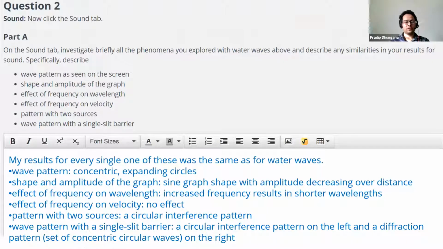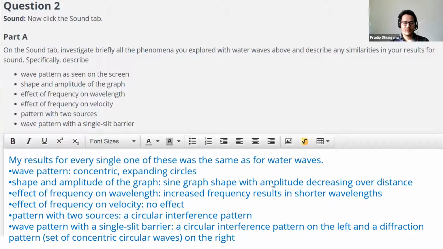Pattern with two sources: a circular interference pattern, we see dark and bright bands. And then whenever we put a single slit barrier, we see a circular interference pattern on the left and the diffraction on the right side. This is all about part A.